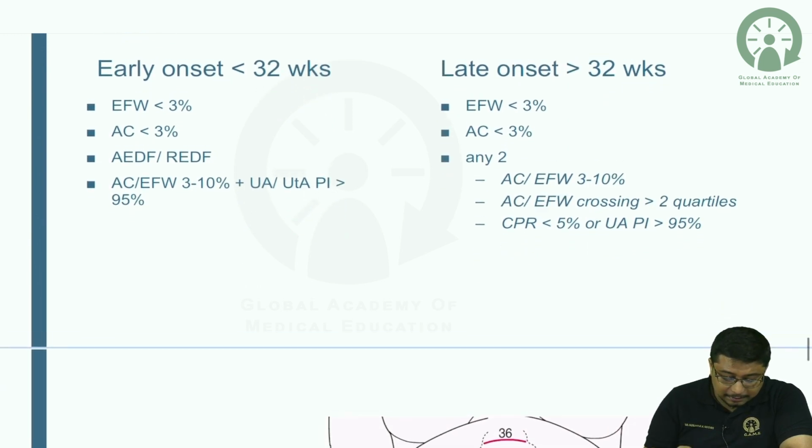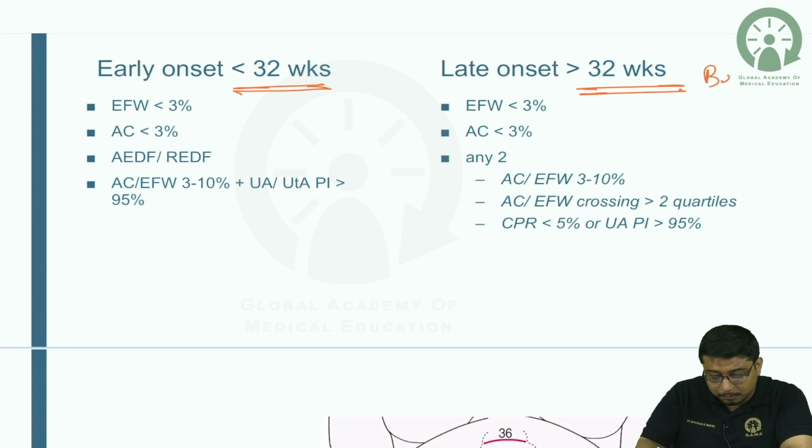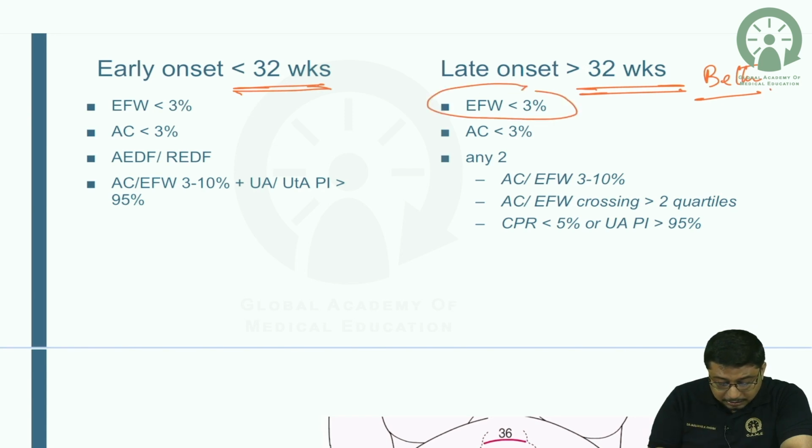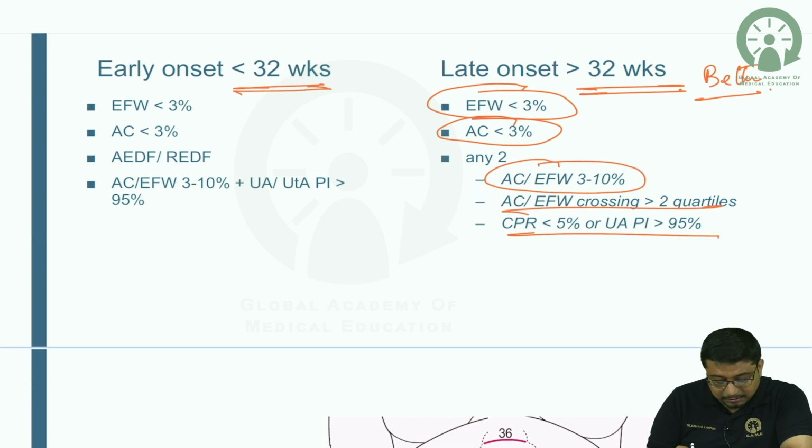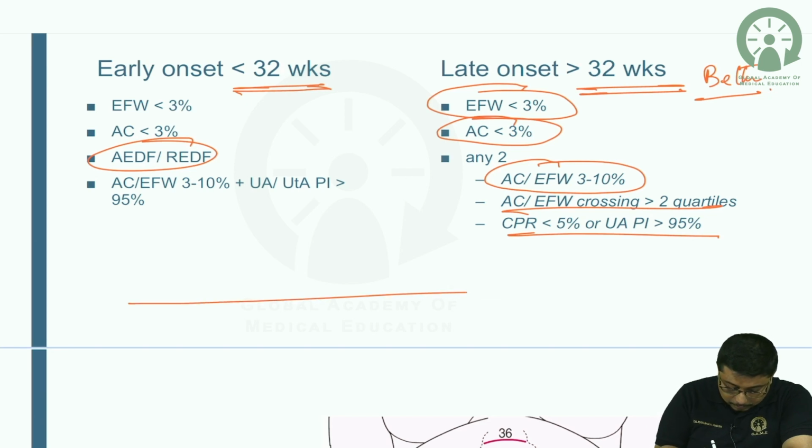So let us see FGR in short. If it happens before 32 weeks, it's early onset, whereas if it happens after 32 weeks, which has a better prognosis, it is known as late onset. So estimated fetal weight less than 3rd centile, AC less than 3rd centile, or anything between 3rd centile to 10th centile with gross Doppler abnormalities like AEDF, REDF, is known as the Barcelona definition.